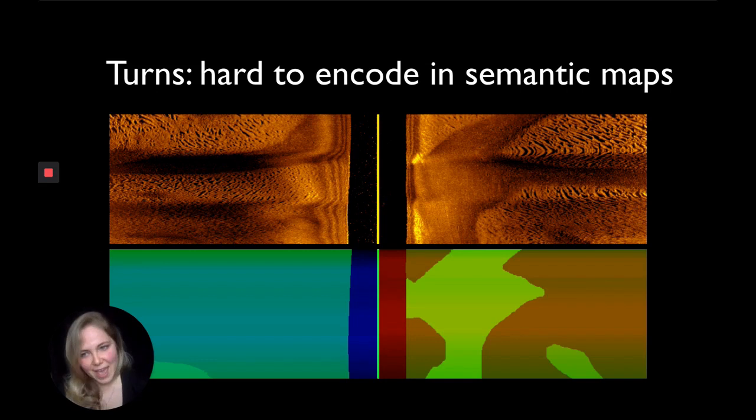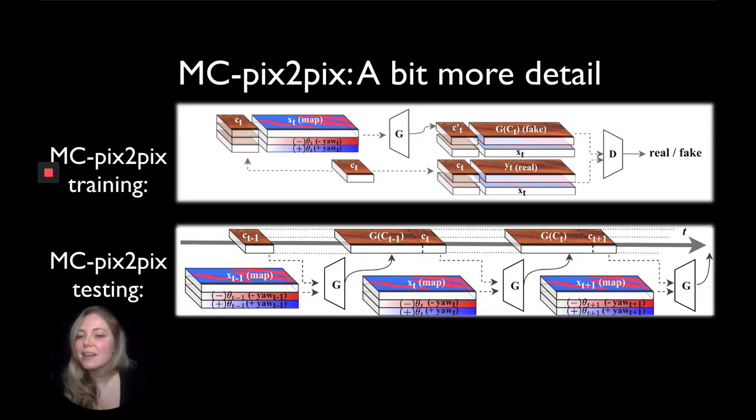Now, not everything can be incorporated into semantic maps. For instance, turns. So the way we implement turns in our algorithm is we overlay grayscale semantic maps with yaw and pass it as a condition for the generator. Now, in summary, our MC pix2pix training looks like the following.